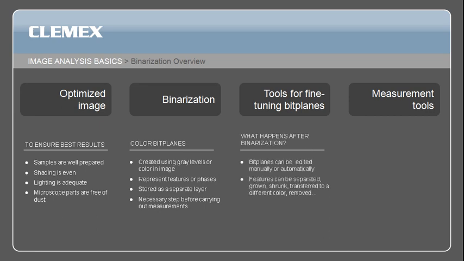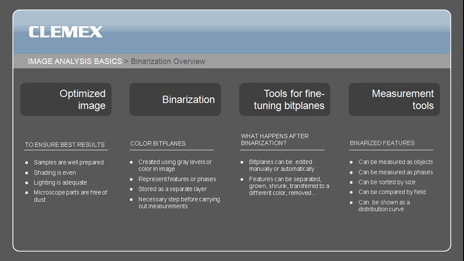So what happens after binarization? Bitplanes can be edited manually or automatically, and features can be separated, grown, shrunk, transferred to a different color, removed, and so on. Binarized features can be measured as objects, can be measured as phases, can be sorted by size, can be compared by field, and can be shown as a distribution curve.